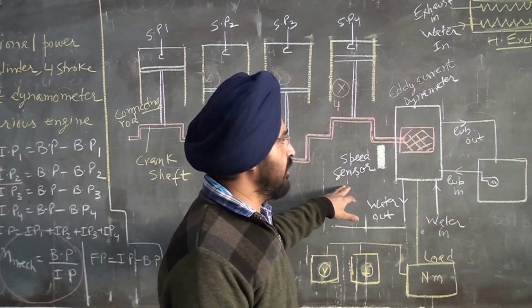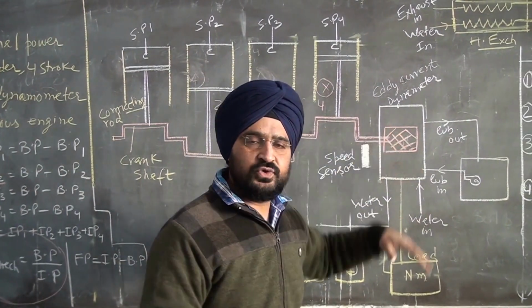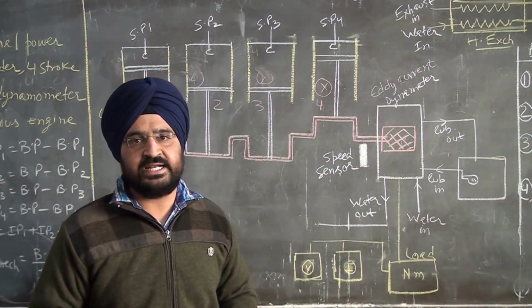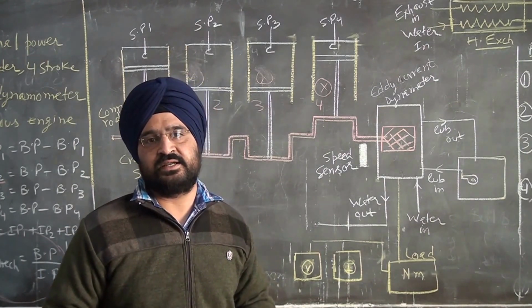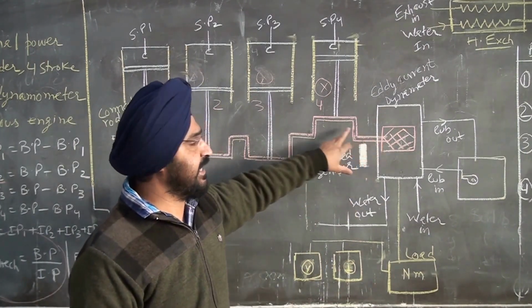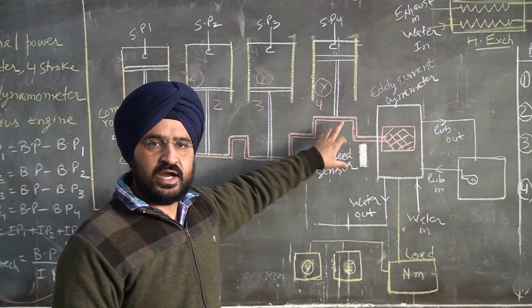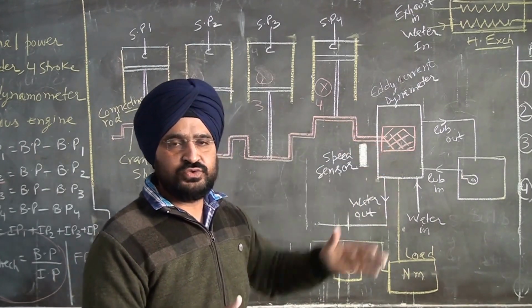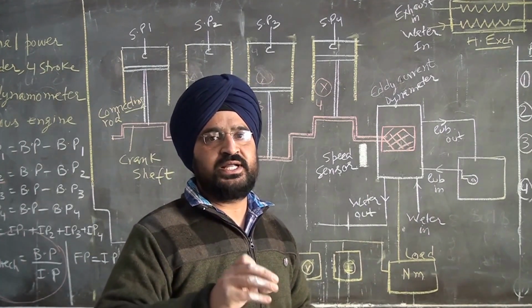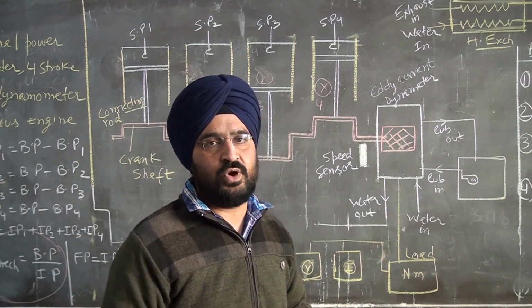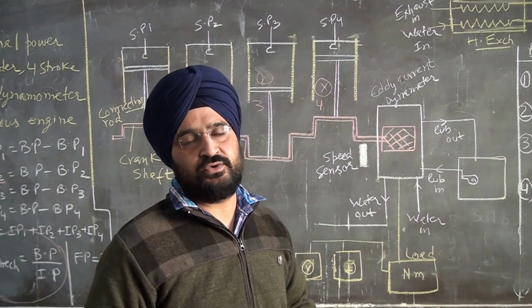the speed sensor. The eddy current dynamometer works on the principle of eddy currents. Basically it has a rotor as well as a stator. The rotor is coupled with the shaft of the engine through some coupling device. Outside we have a stator, and between the rotor and the stator there is a slot in which the actuating coil is placed.